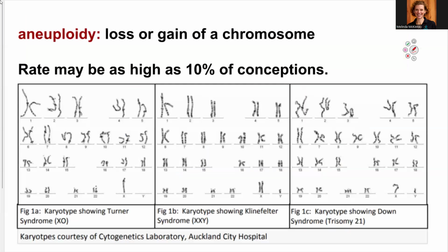Aneuploidy is the loss or gain of chromosomes, and this is actually pretty high. The rate may be as high as 10% of conceptions. That said, they are not going to be viable, so pretty quickly, through the early divisions, the cell is not going to continue to divide because the loss of all of those genes is just not sustainable in terms of an organism. A few examples are shown here of inheritance patterns resulting from non-disjunction.